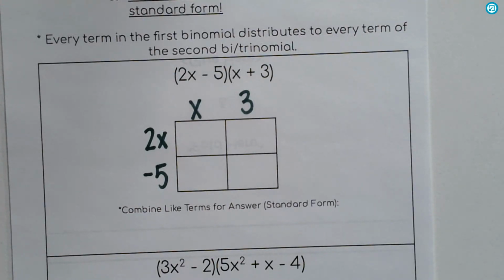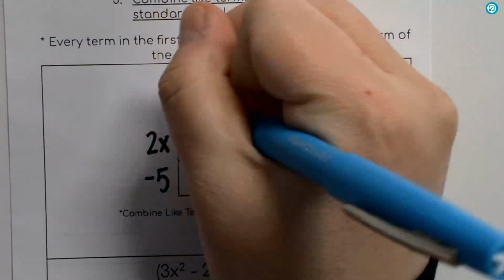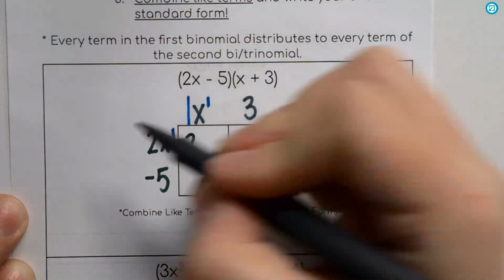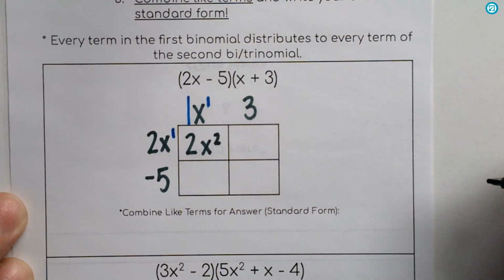Okay, just like we did on 5.3, we're going to add in our imaginary ones. So this is 2x to the first, and this is 1x to the first. And then to fill out our boxes, it's the exact same. Multiply your coefficients, add your exponents. So 2 times 1 is 2. Add my exponents. 1 plus 1 is 2. So I've got 2x squared in that top left box. You can fill out your boxes in whatever order. I always go across the top and then across the bottom, but do whatever.